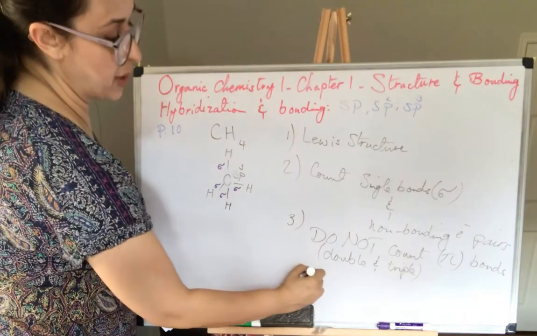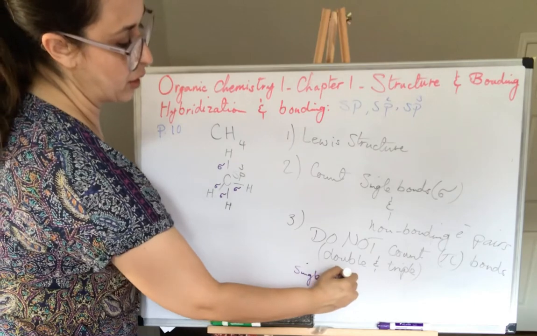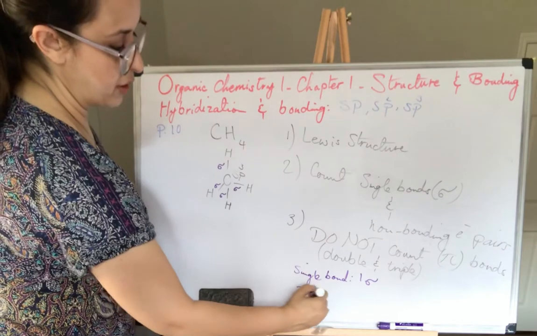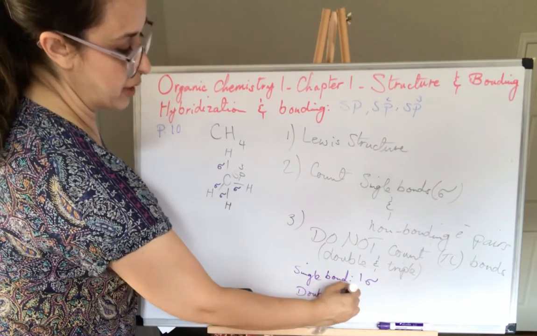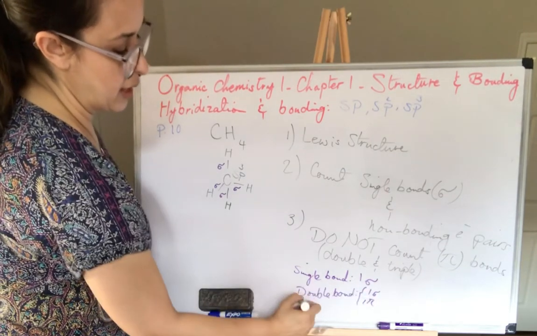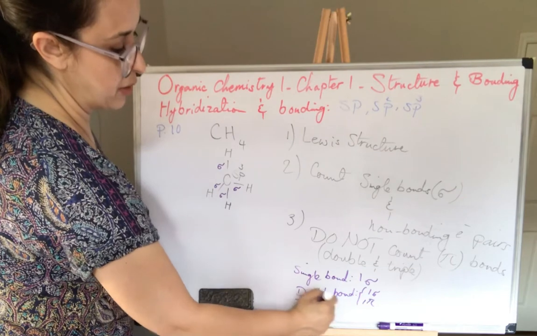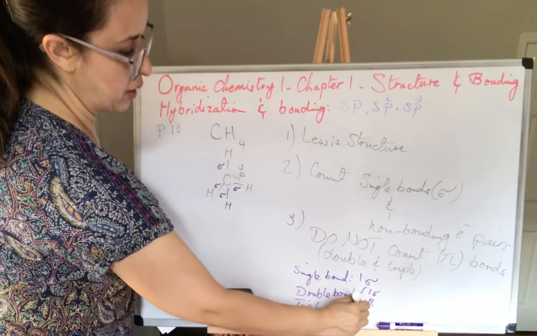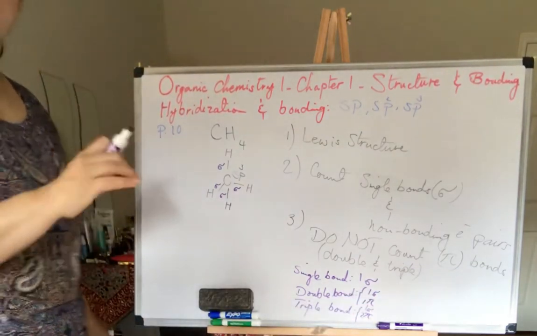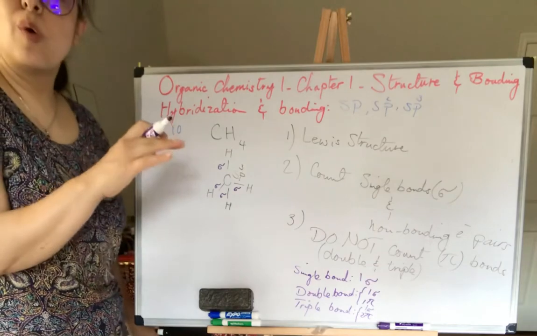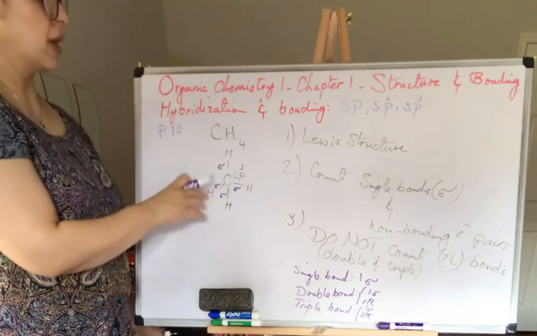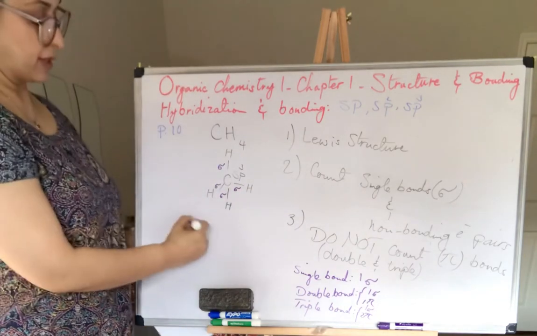So every single bond has one sigma. Every double bond has got one sigma, one pi. And every triple bond, one sigma and two pi. So we count sigma bonds and non-bonding electron pairs, but no pi bonds. In methane molecule, in CH4, we only have four sigma bonds.